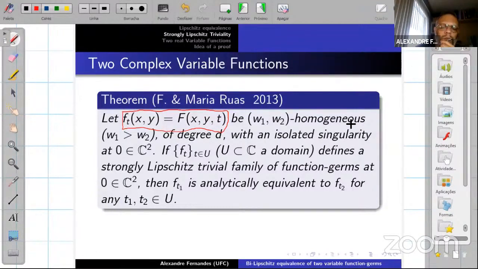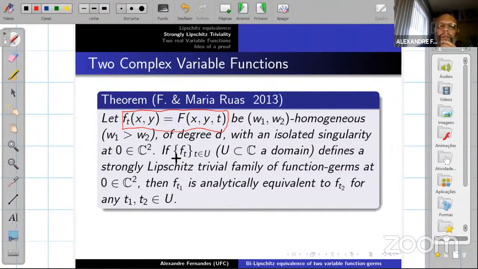We were inspired by the example of Parusinski, but not homogeneous. I mean, we are weighted homogeneous with respect to the weights W1 and W2, and W1 is different to W2. Here we put W1 larger than W2. This is important. We are weighted homogeneous, but not homogeneous. And all the elements of this family are weighted homogeneous of the same degree. And suppose they are isolated singularities at the origin.